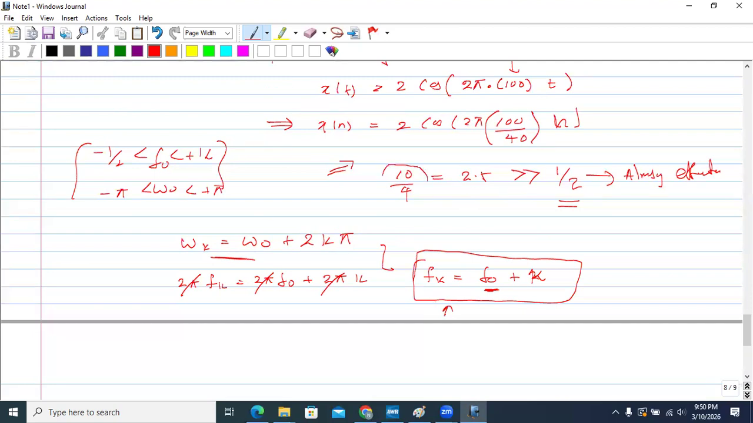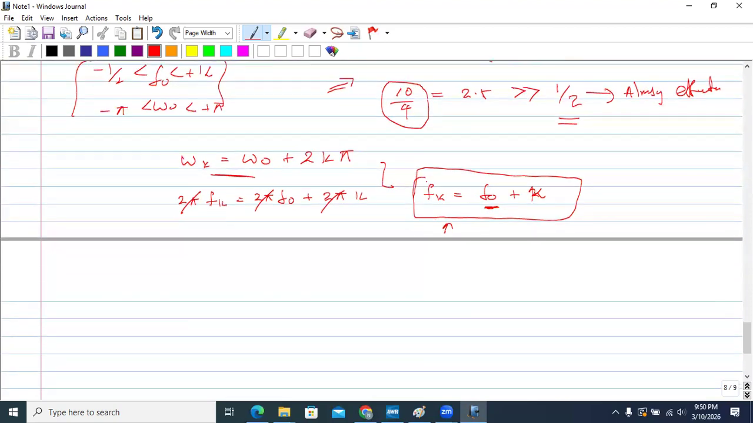Now we have the 10/4 frequency. So Fk is the 10/4 frequency. Okay, this Fk is the 10/4 frequency. Okay, now we need to find the F naught. So F naught, this k can be any value. K can be 0, 1, 2, 3, so on. Okay, 0, 1, 2, 3, so on.